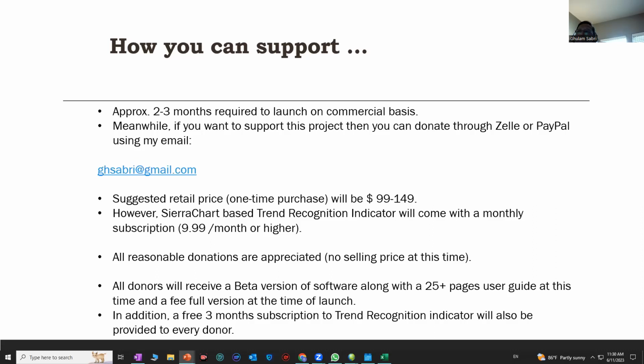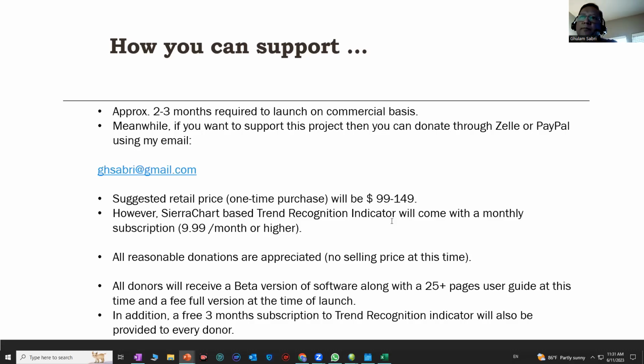I need to set up a business, do something. I'm developing it full time, doing nothing else all this time. So if you guys are interested, my suggested retail price will be something between $99 and $149.